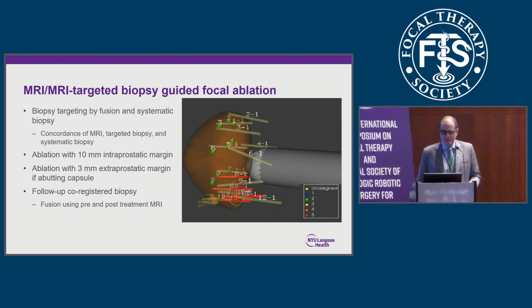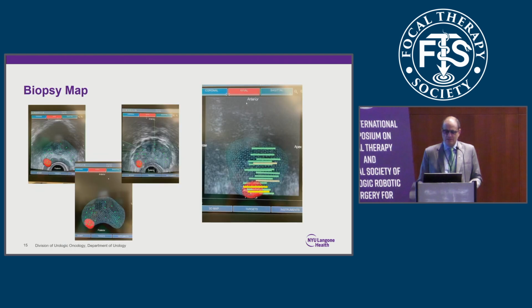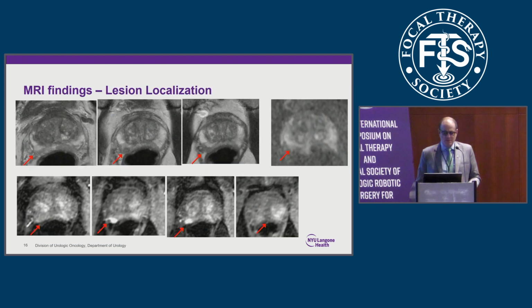So we've used a strategy of MRI-targeted biopsy, and perilesional biopsies that are positive are then incorporated into the margin assessment. I try to create a 10 millimeter intraprostatic margin, typically a 3 millimeter extraprostatic margin, and that's how we've conducted ablation for the last now 12 years in my program. Here you can see a biopsy map, which shows a case with a lesion posteriorly. The target lesions are positive, the systematics are all negative. So this is an optimized sort of case for focal therapy.